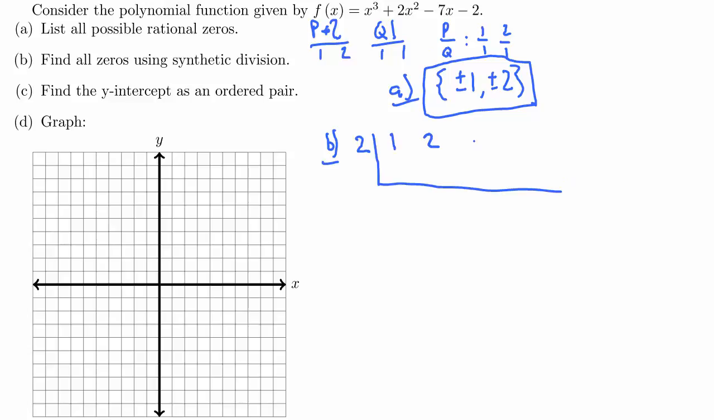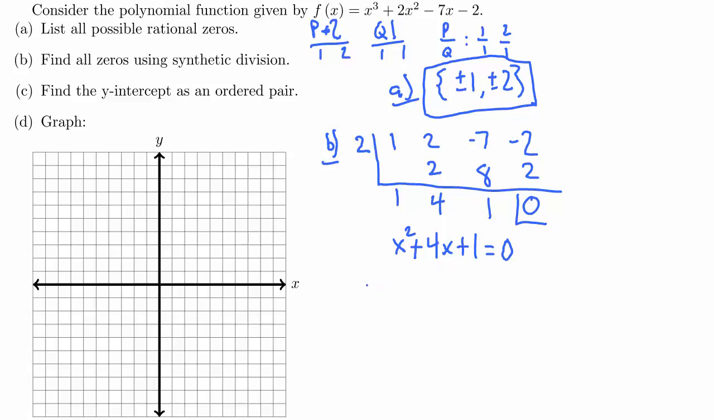1, 2, negative 7, negative 2. Bring down the 1, multiply, add, multiply, add, multiply, and add. So I've just proven that 2 is a 0. The problem here is that what I have here is a quadratic, and that gives me x squared plus 4x plus 1 equals 0. This cannot be factored, however, which means that I have to use the quadratic formula.